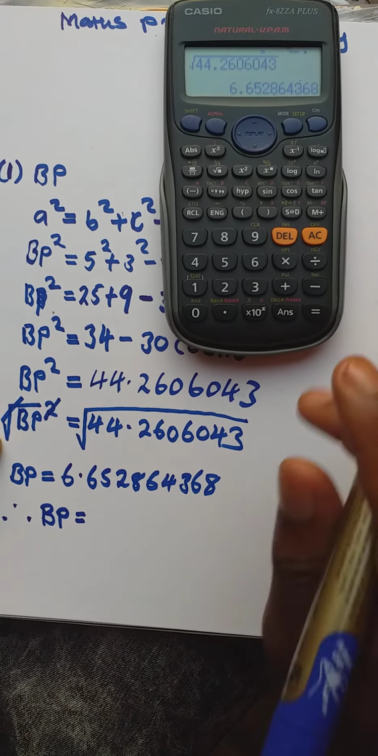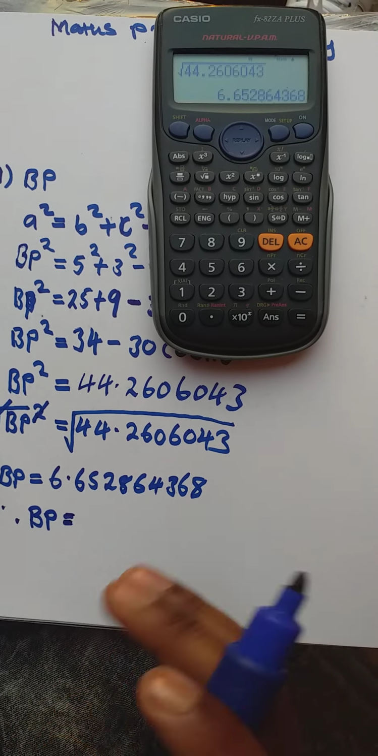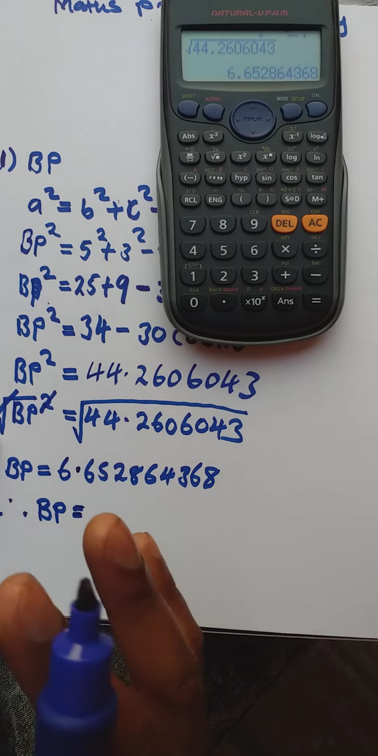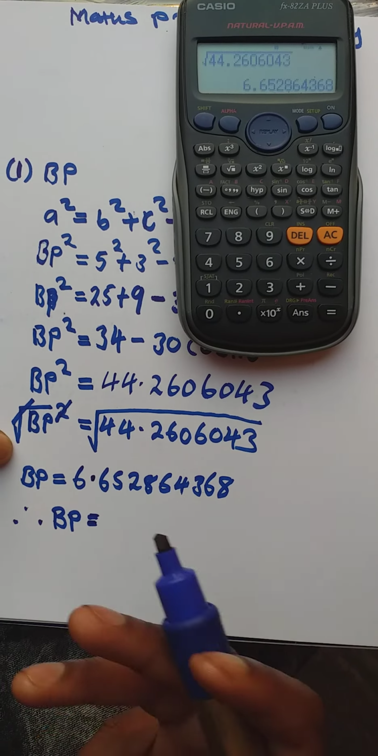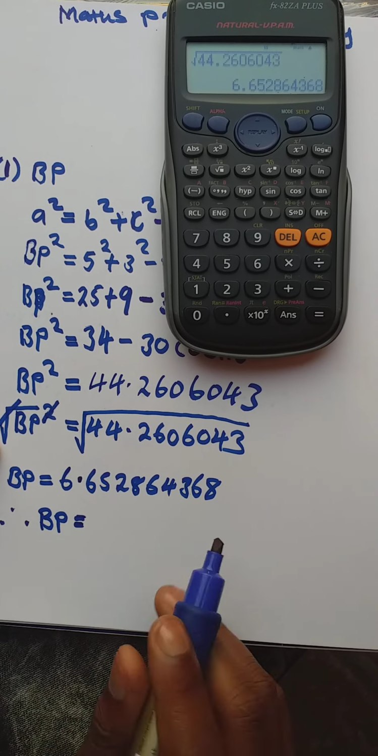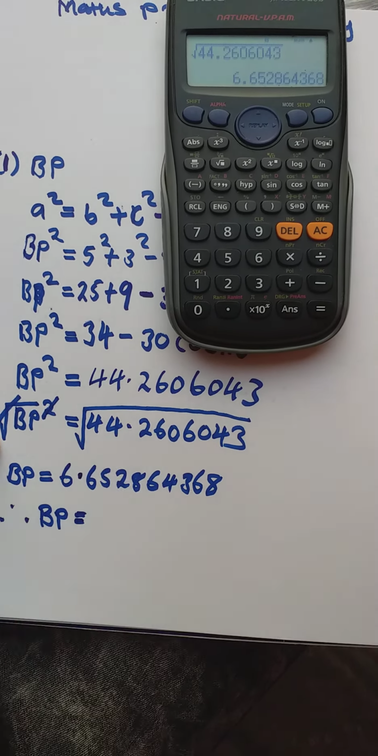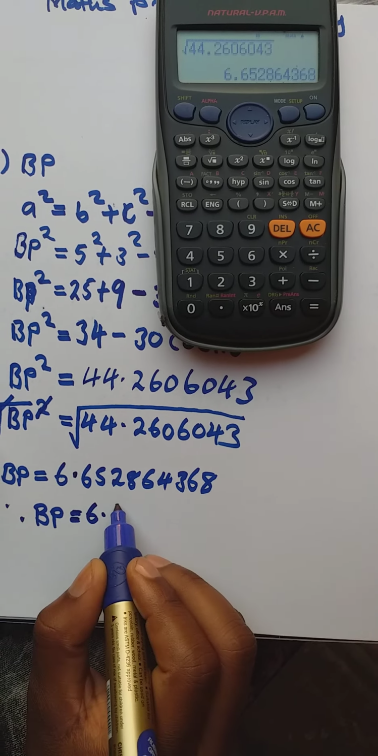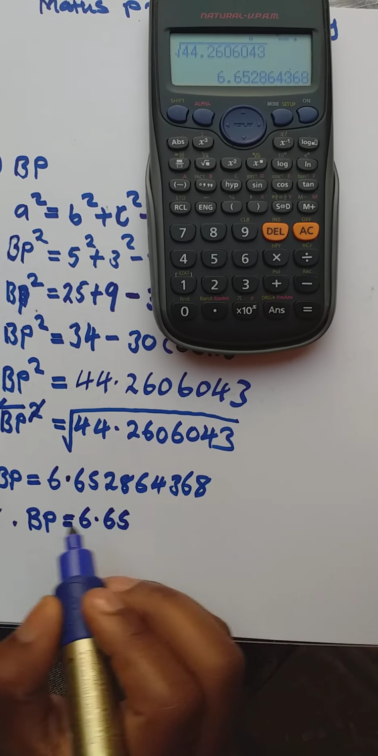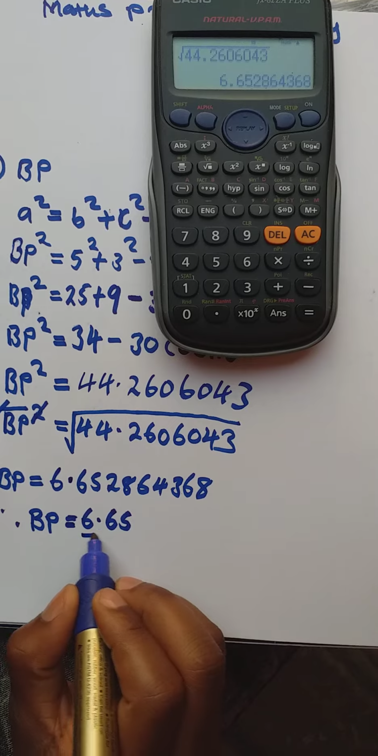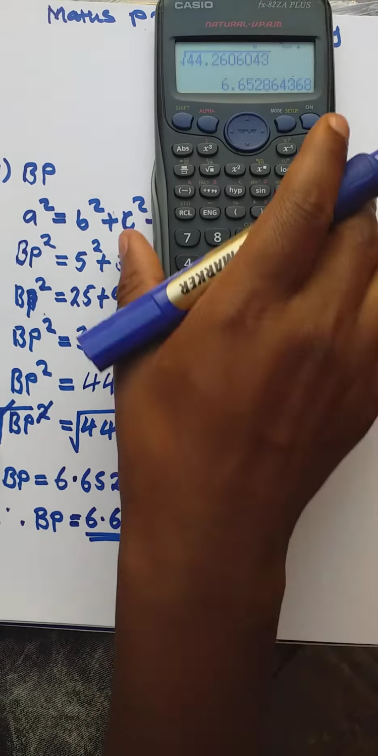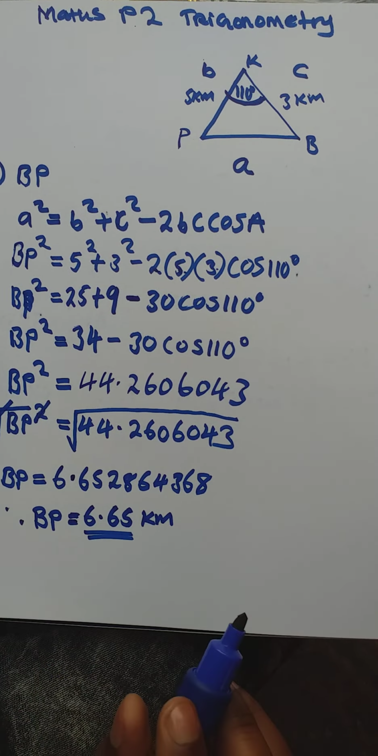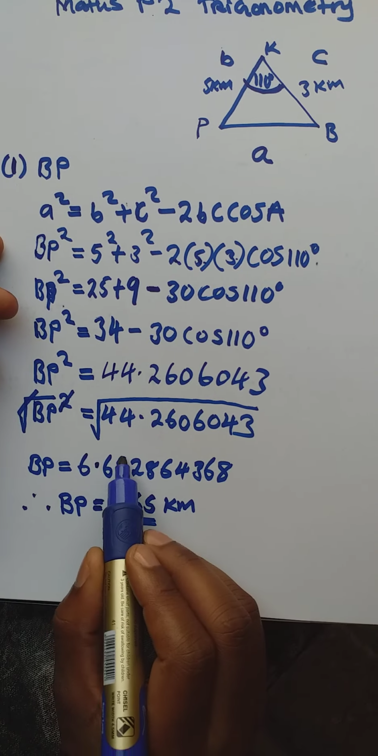So the final answer: our examination papers will always have instructions on the cover page. If they have not told you to leave the answer in so many decimal places or significant figures, then you leave the first 3 numbers, which is 3 significant figures, as a standard. So we say 6.65. We round off to 3 significant figures, and since in our triangle the distance is in kilometers, our final answer will be in kilometers. We did not add 1 to the 5.